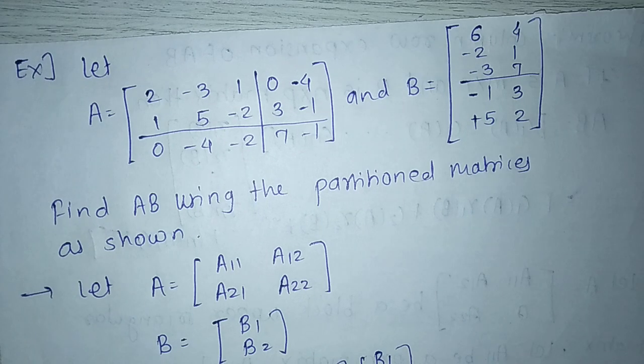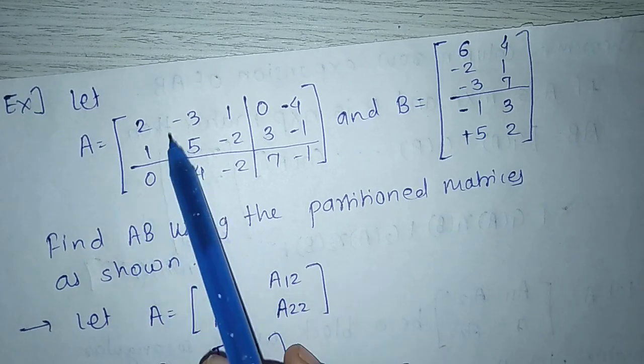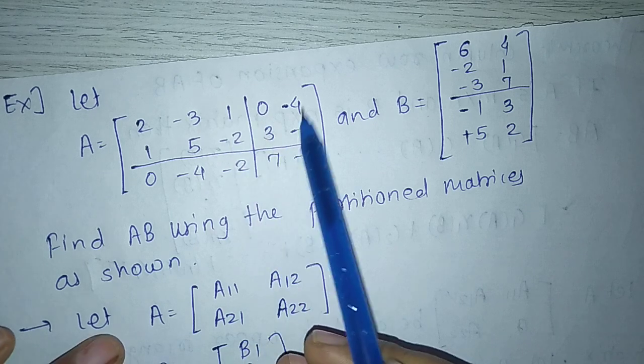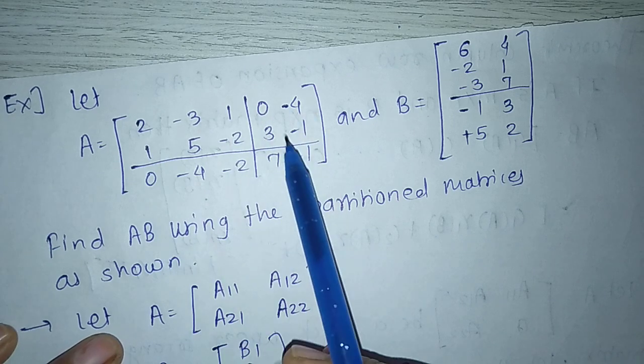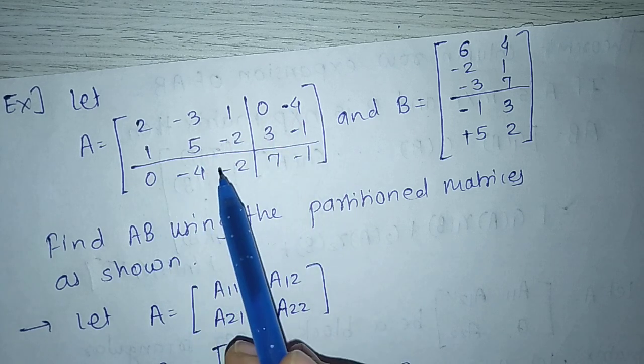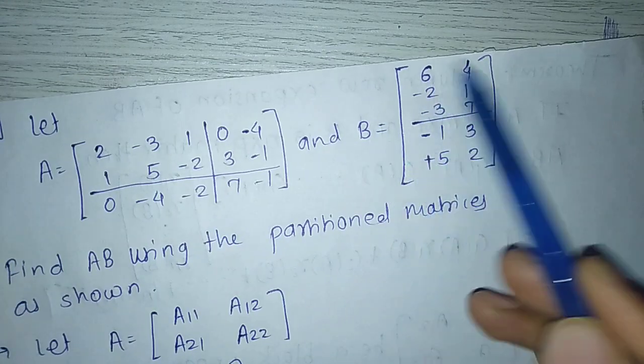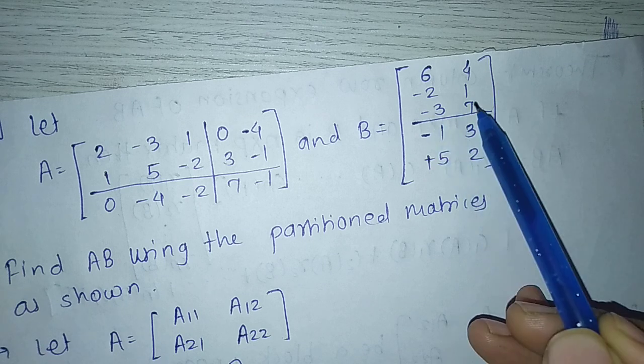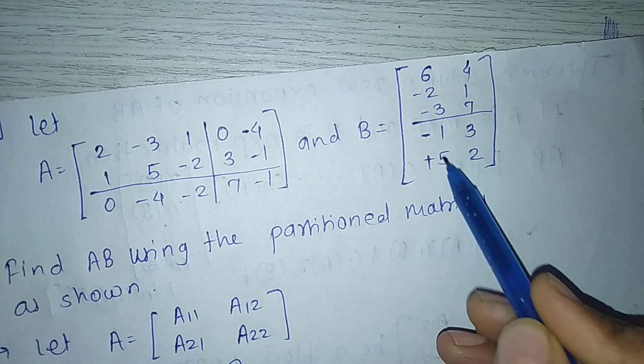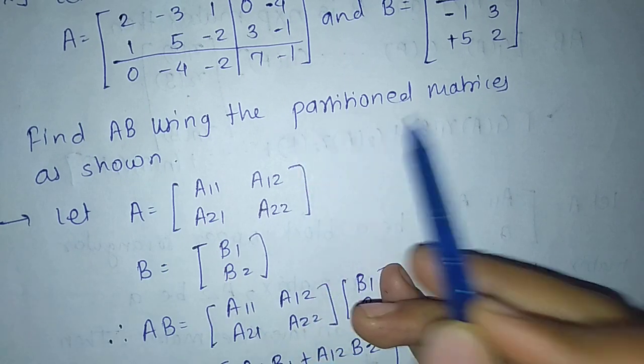Hello students. Next example. Let A equal to 2 minus 3 1 0 minus 4 1 5 minus 2 3 minus 1 0 minus 4 minus 2 7 minus 1 and B equal to 6 4 minus 2 1 minus 3 7 minus 1 3 5 2. Find AB using the partition matrices as shown.